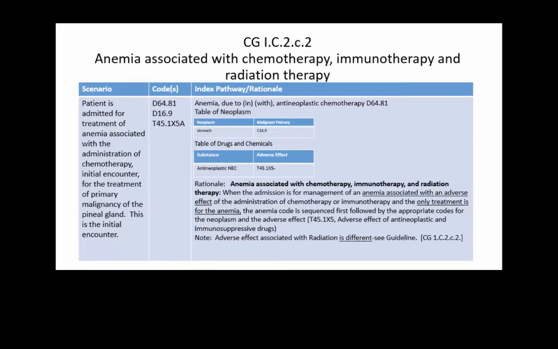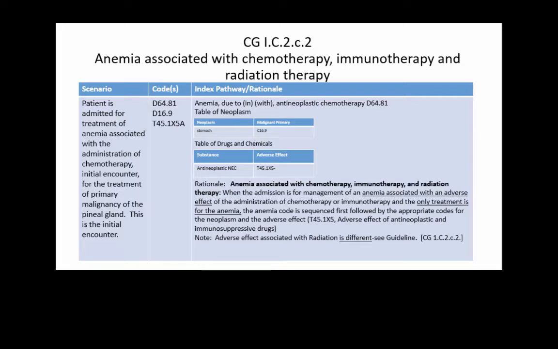You see in that T45 code, there are 7 characters. That A at the end of that code has to do with the initial encounter. This is an initial encounter. If it were a subsequent encounter, there would be a D, or sequela is an S.